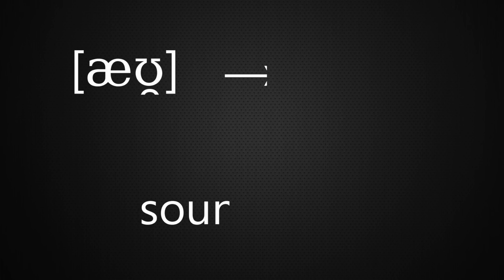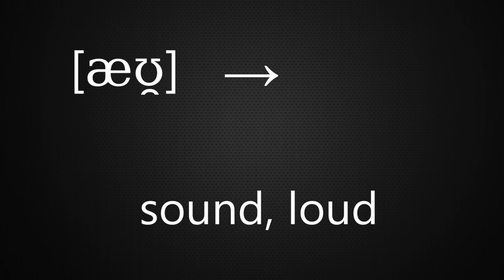Another instantly recognizable diphthong is the ow in sound or loud. Short note, a diphthong is just a combination of two or more vowels. In Scottish, this diphthong is pronounced ow, so sound becomes sound.